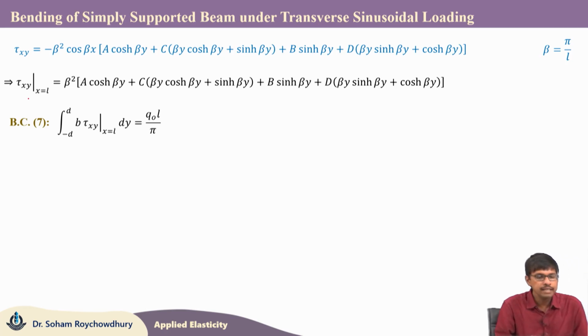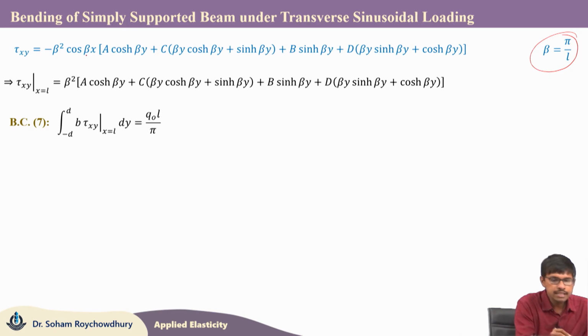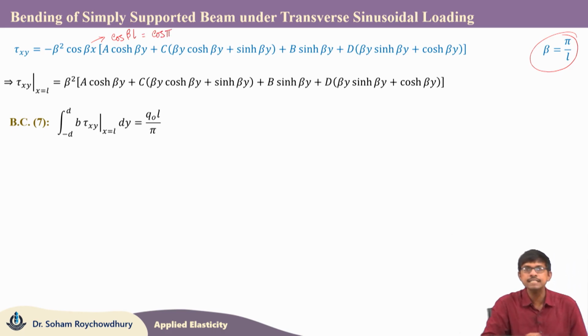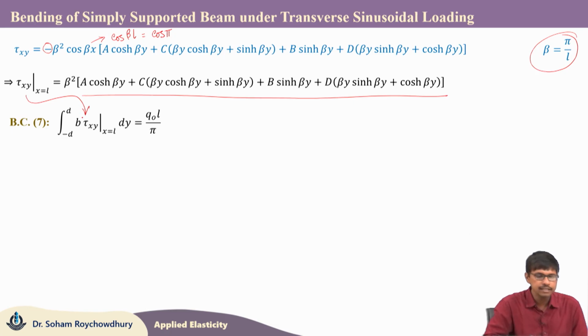So, at x equals L, using beta equals pi by L, this cos beta x would be cos of beta L, which would be cos of pi. So, that is minus 1, and if you replace that, this minus sign and that minus sign coming from cos pi will be cancelled. So, tau xy at x equals L will be beta square multiplied with this big term within bracket. Now, replacing these here in the integral, it is exactly the same as the previous one, just a minus sign is missing in the expression of tau.